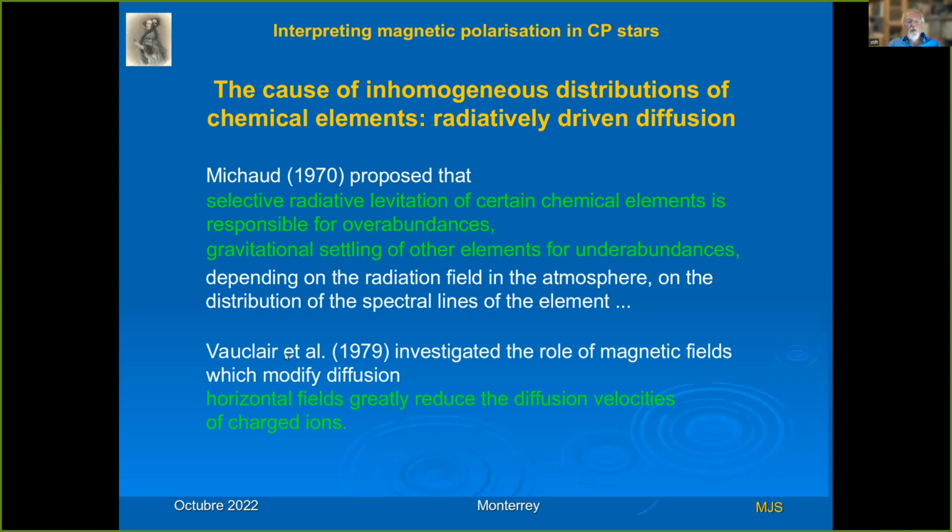And later on, Vauclair and collaborators in 1979 looked at the role of magnetic fields, which of course modify diffusion. We know from the sun how magnetic fields modify the velocities across the field lines, and Vauclair applied this to the magnetic stars and radiatively driven diffusion, and showed that there's a great reduction in the diffusion velocities of charged ions.